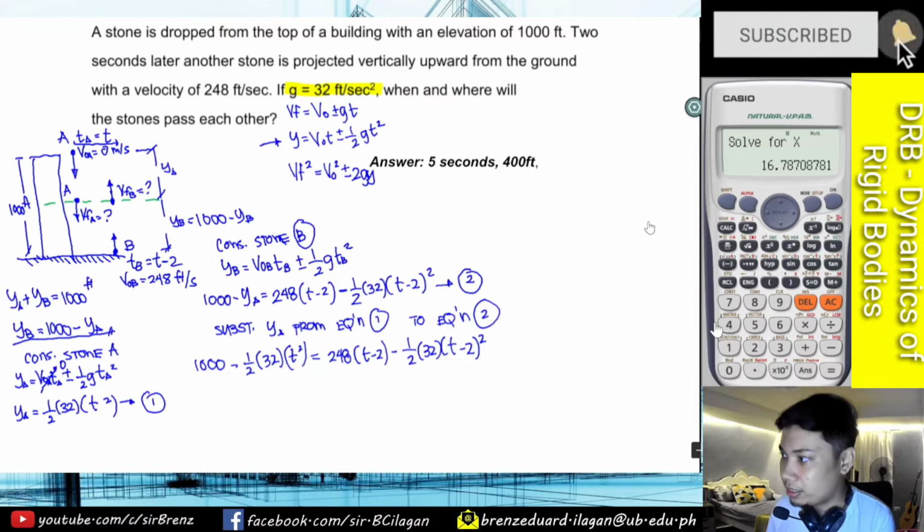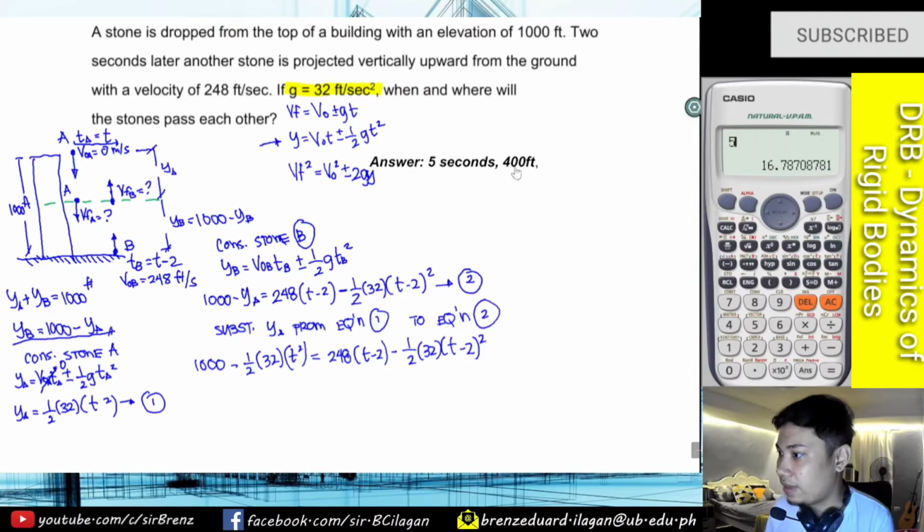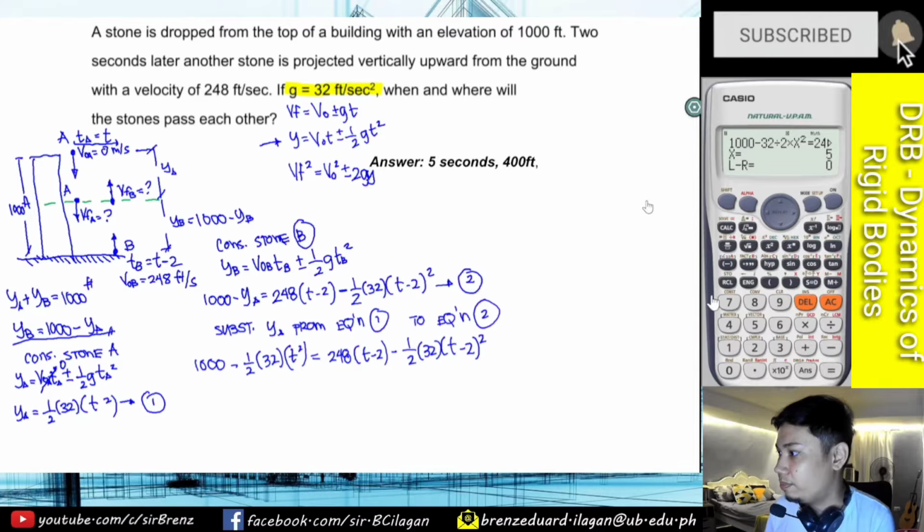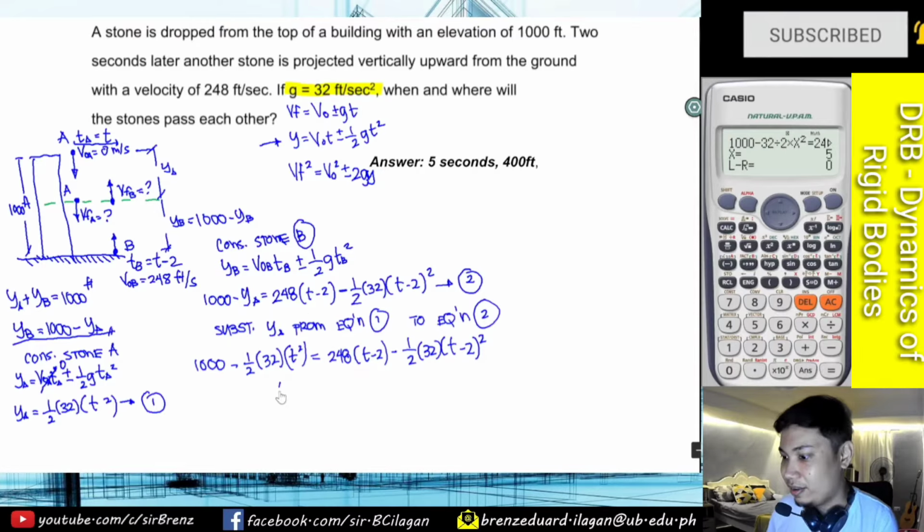Maglagay tayo ng positive value. Since alam naman natin na yung time, wala namang negative time na tinatawag. So, lagyan ko siguro ng 5 para malapit na tayo sa. Tapos, equals mo lang. Shift. Sumakto na yata. Na-solve na natin. So, gawin kong 8. So, lalabas yan is, ayan. So, yung lumabas na time is 5.